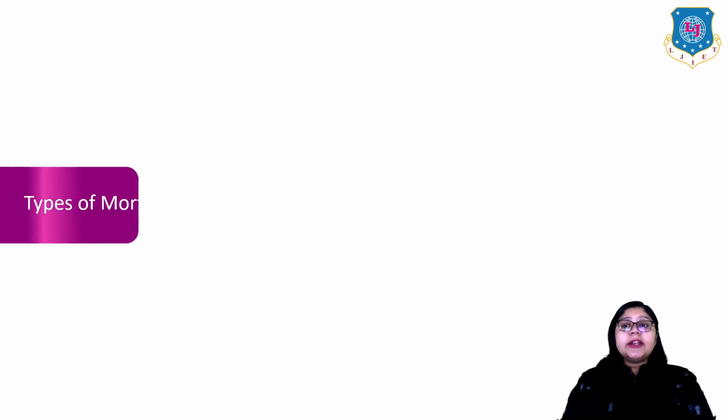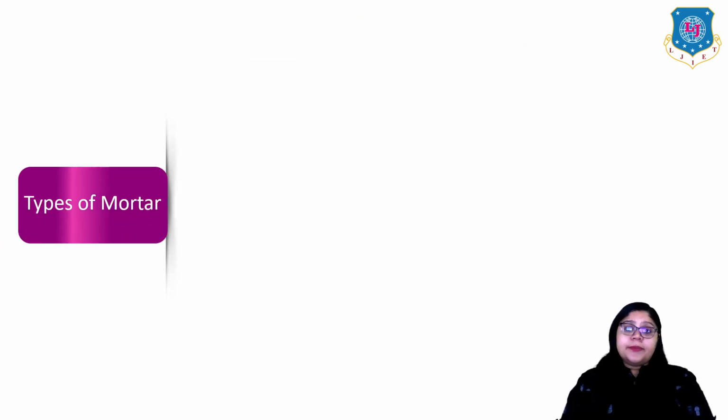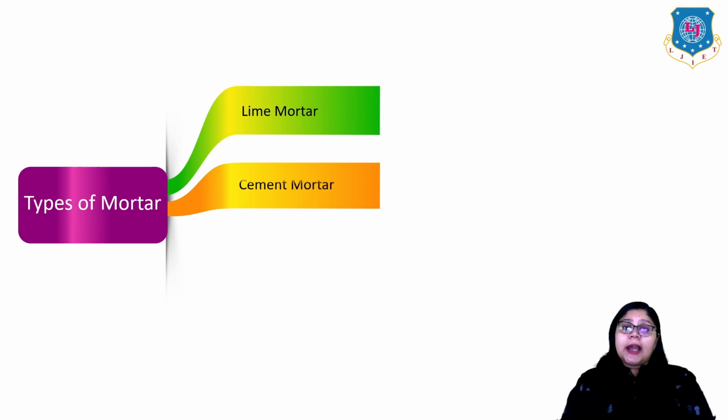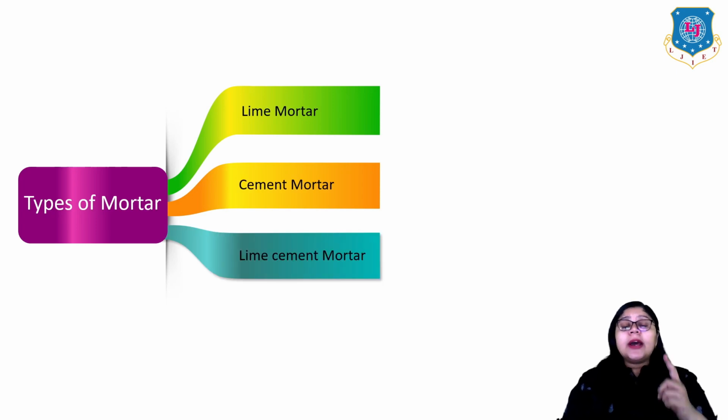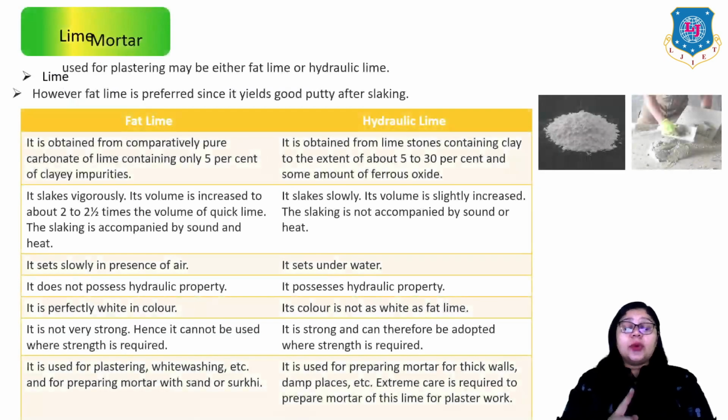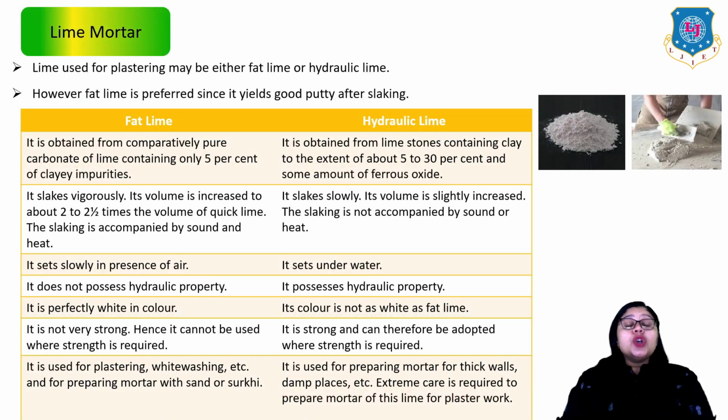Now, let us see different types of mortar first. So basically there are three types. First is the lime mortar, then the cement mortar and lastly the lime cement mortar, which is the combination of the first two. So let us start with the first one, which is lime mortar. Lime used for plastering may be either fat lime or hydraulic lime. However, fat lime is preferred since it yields good putty after the slaking.